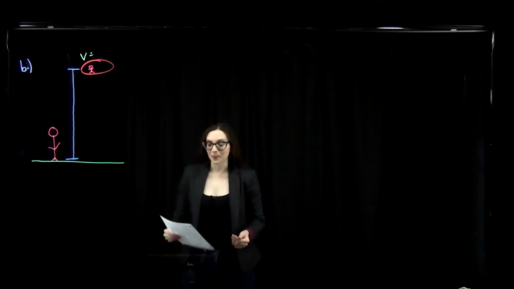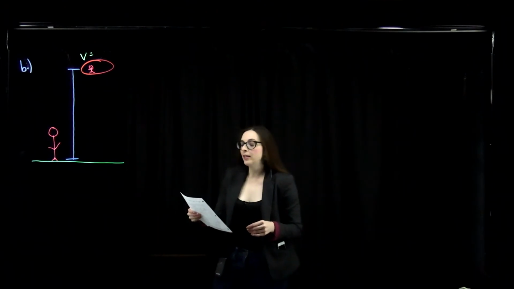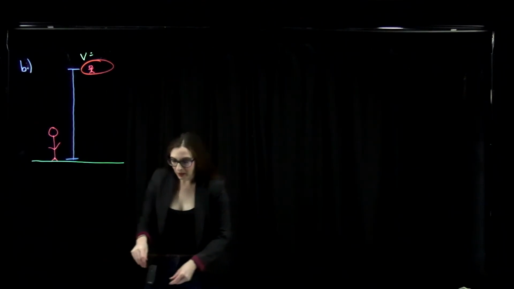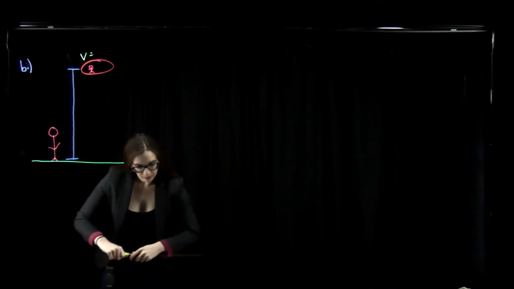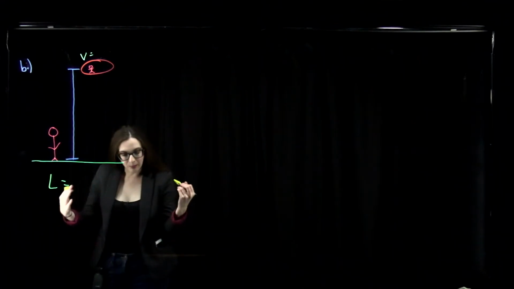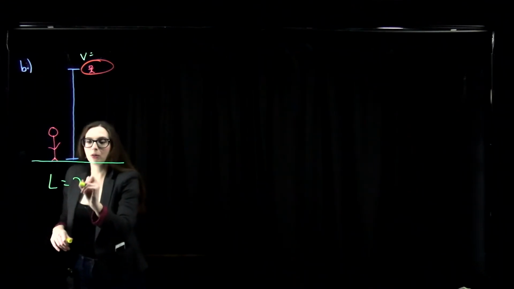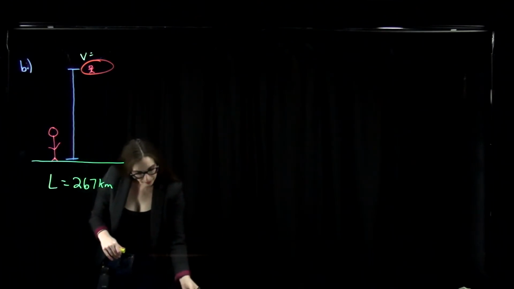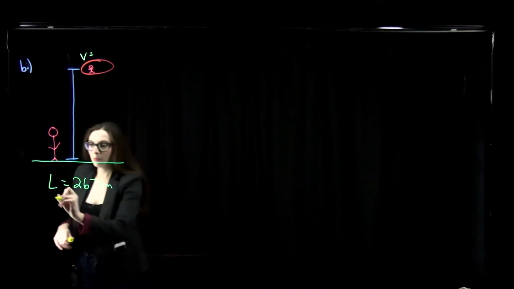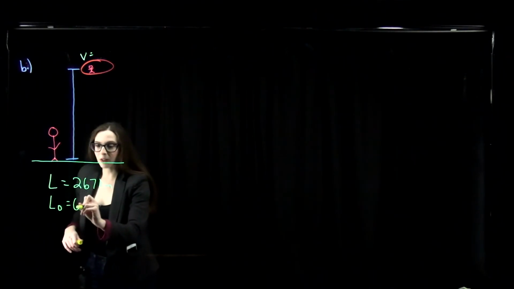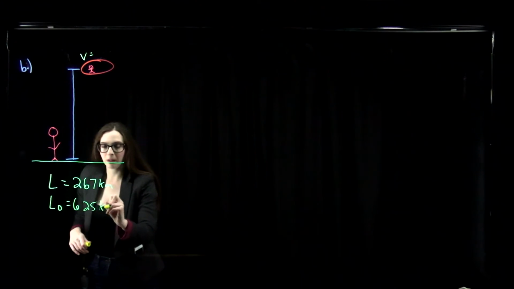For part B, after firing the engines, the captain measures the ship's altitude, which is its distance above the ground, to be 267 kilometers, while the observer on Earth measures that distance to be 625 kilometers.